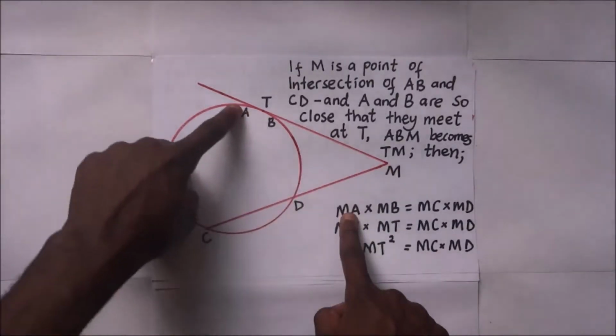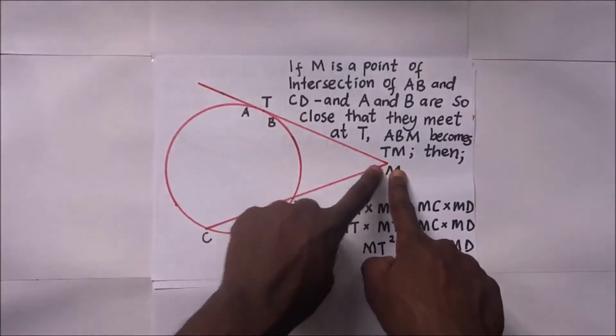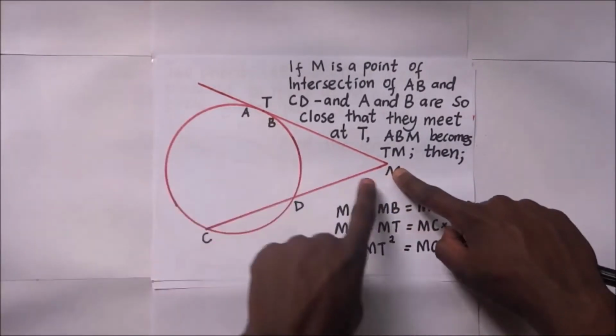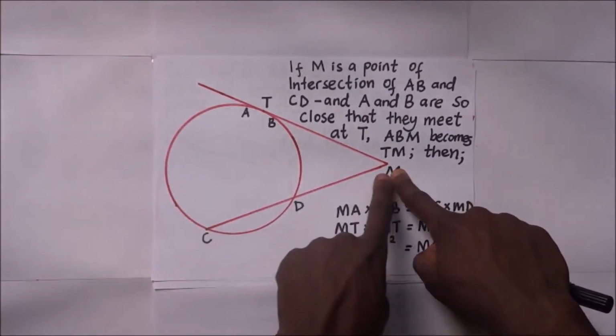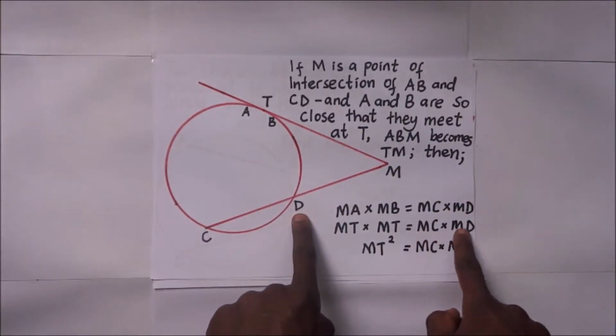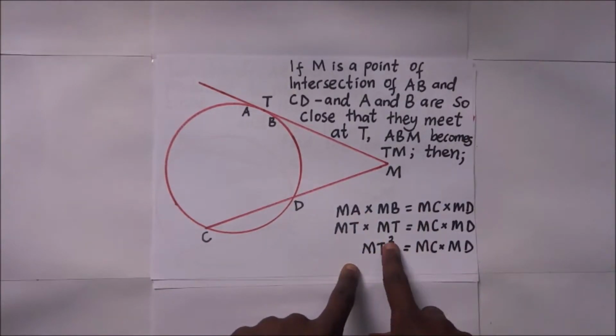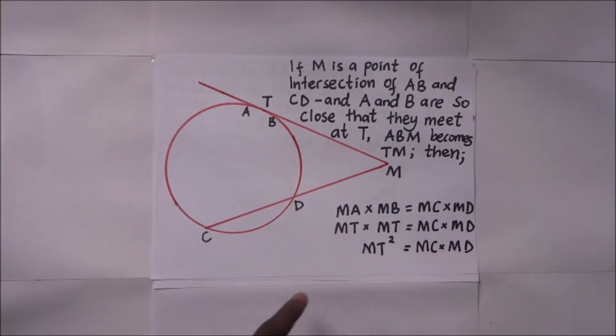That is, MA, from the first to the farthest, times from the first to the nearest, is equal to MC, from the first to the farthest, times MD. And so when we write it, we end up with MT squared giving us MC times MD, just like that.